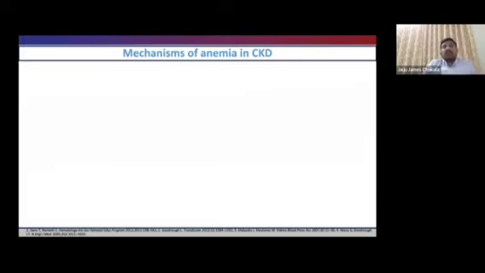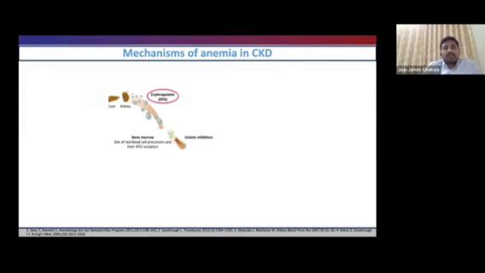So what is the mechanism of anemia in CKD? As we all know, there is deficiency of erythropoietin. Erythropoietin is mainly produced by the kidney, around 90%, and around 10% is produced by the liver. There will be reduced production of erythropoietin, which is the first mechanism. Then there will be uremic inhibitors blocking the receptors on the bone marrow cells, the EPO receptors on the bone marrow. That will be the second cause of anemia in CKD. There will be reduced production of hemoglobin because of this.